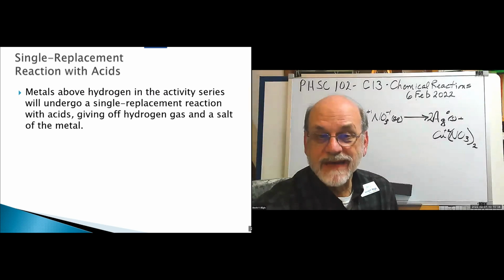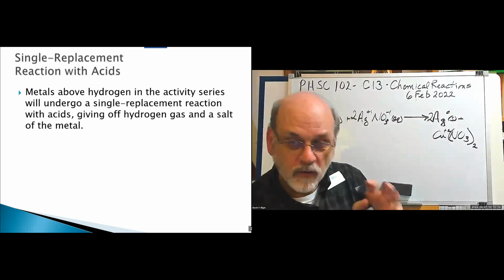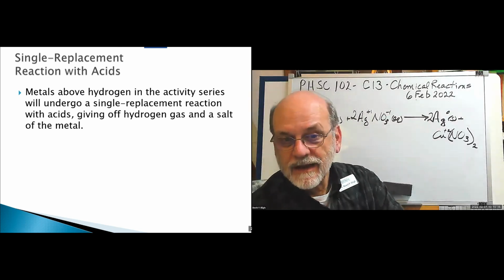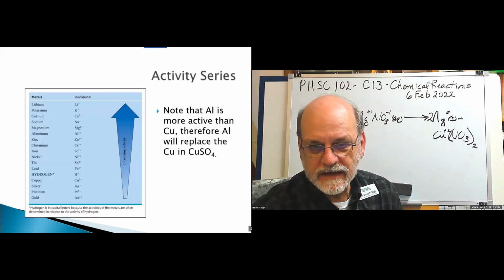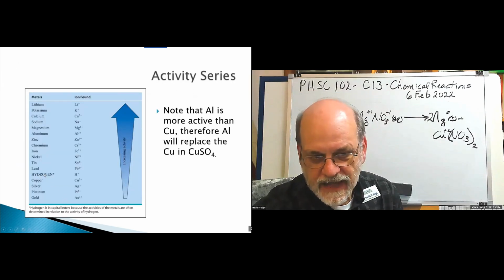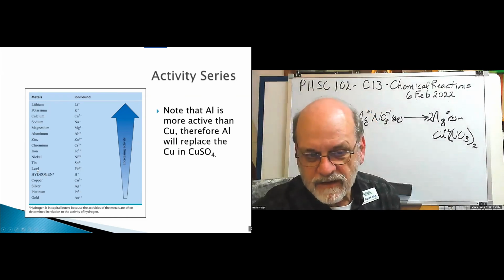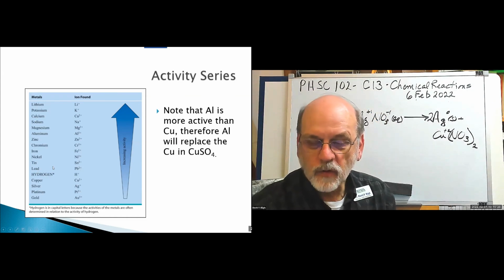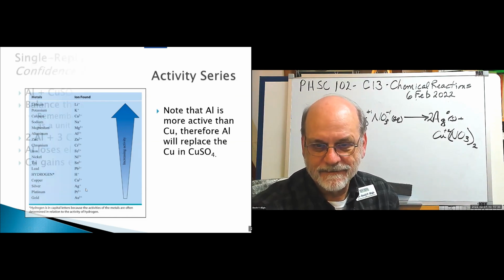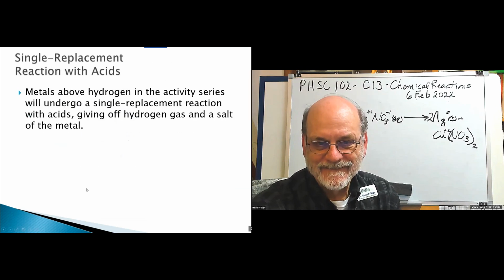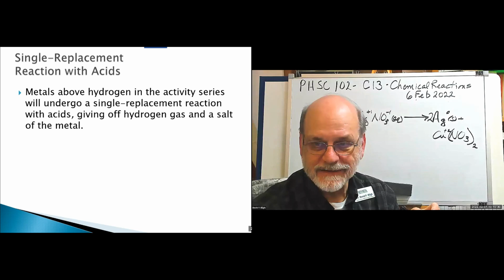How about metals and acids? Aha. So now, instead of replacing another metal, we're thinking about hydrogen. And remember, let's look at that activity series. Here's hydrogen in capital letters just to make it stand out. But any metal above hydrogen here will replace it in an acid. And in the process, it will produce hydrogen gas.